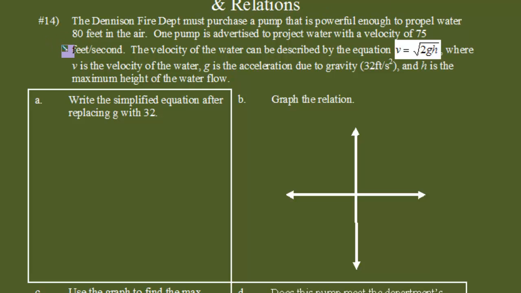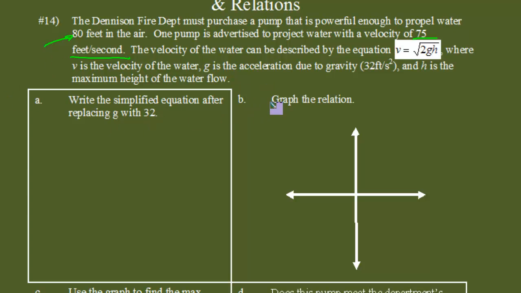The Denison Fire Department must purchase a pump that is powerful enough to propel water 80 feet in the air. So this is what they want. They want it to go 80 feet in the air. One pump is advertised to project the water with a velocity of 75 feet per second. The velocity of the water can be described by this equation. V equals the square root of 2 times g times h, where v is the velocity of the water, g is the acceleration due to gravity, and h is the maximum height of water flow.